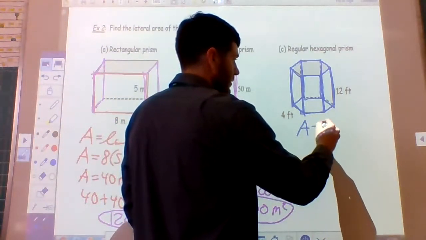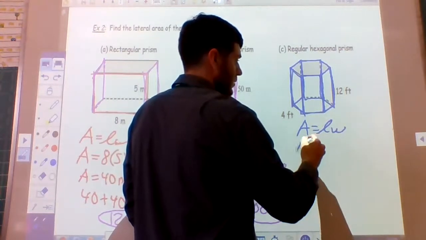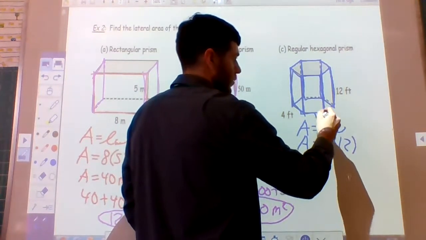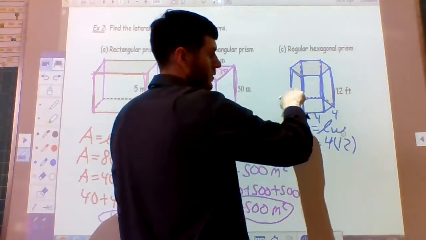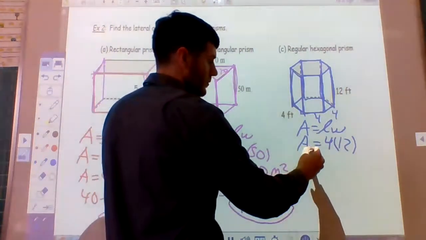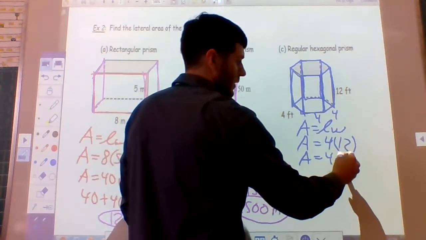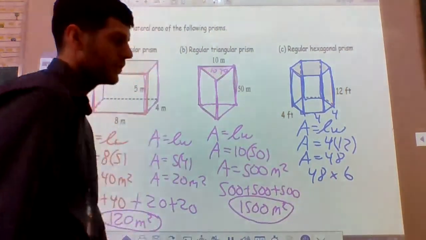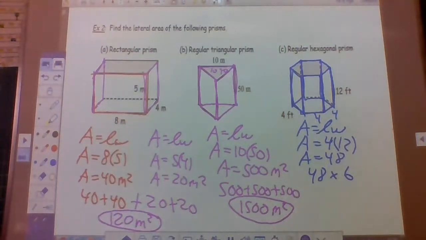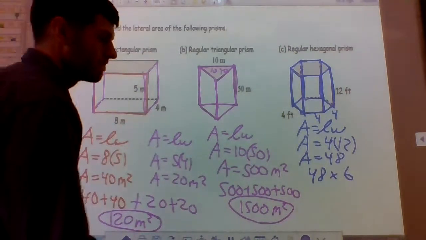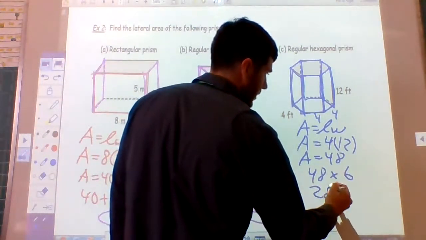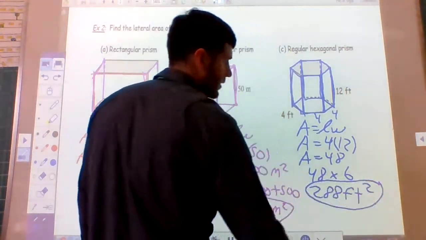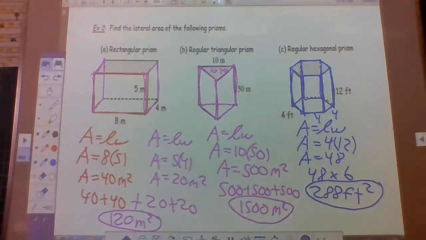So the area of each rectangle is length times width, which is 4 times 12. Right? So all these lengths are 4, and all these lengths are 12. So it's 48. And again, there are 6 of them, so 48 times 6. 50 times 6, so that's going to be 288 feet squared. Okay, the lateral area is going to be 288 feet squared.